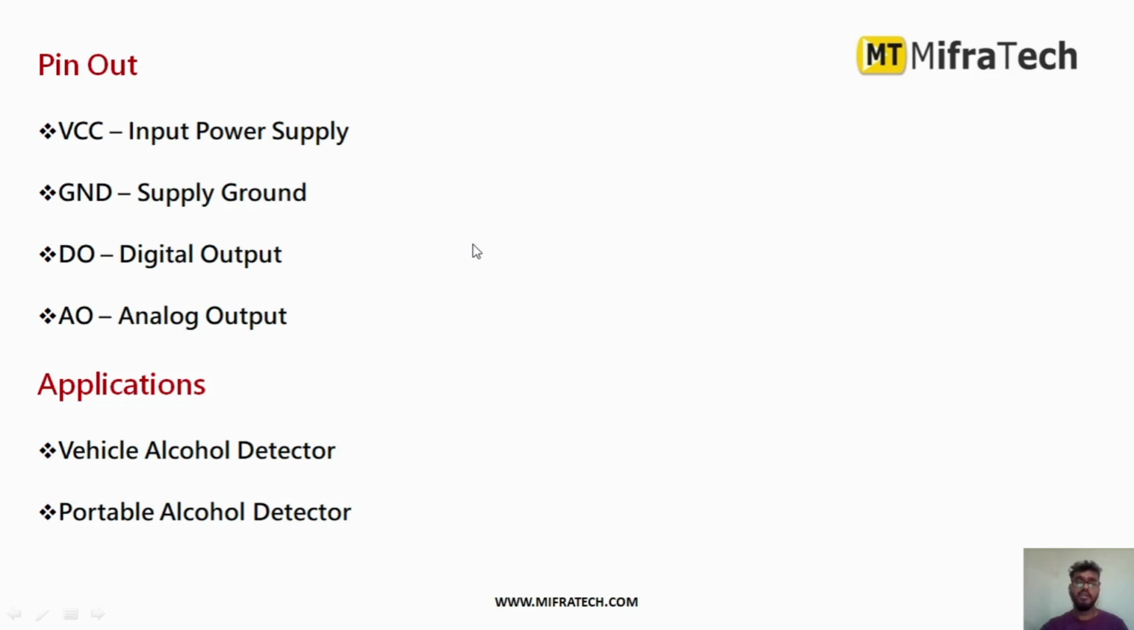So what are the applications, where exactly can we make use of this MQ3 sensor? It is mainly used as a vehicle alcohol detector, or you can use it as a portable alcohol detector.